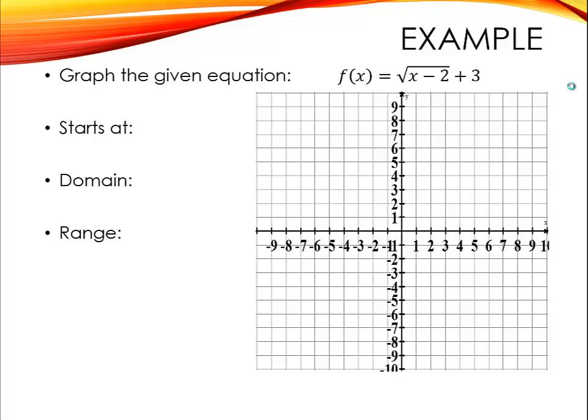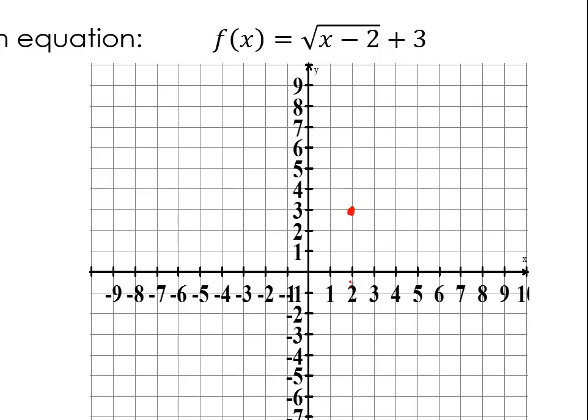We have f of x equals the square root of x minus 2, plus 3. We first need to find the starting point, which is going to be, opposite of h is going to be 2, and then same sign of k will be 3. So starting point is (2, 3). So let's graph that. (2, 3). Okay, now we're going to take the numbers to the right of our starting point. So 3, 4, 5, 6, 7, 8, 9, 10.